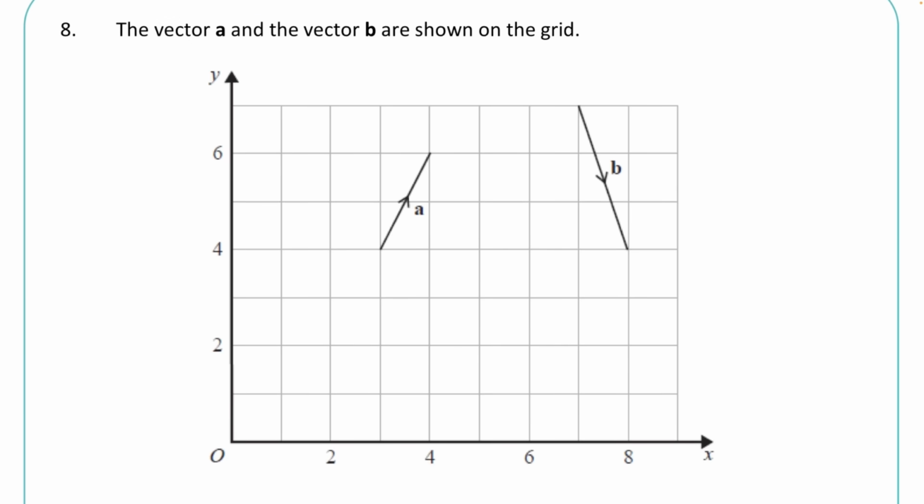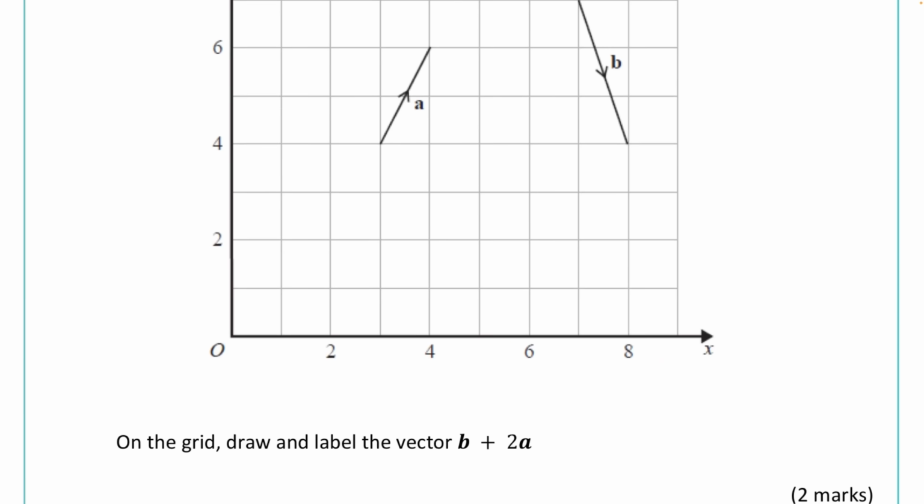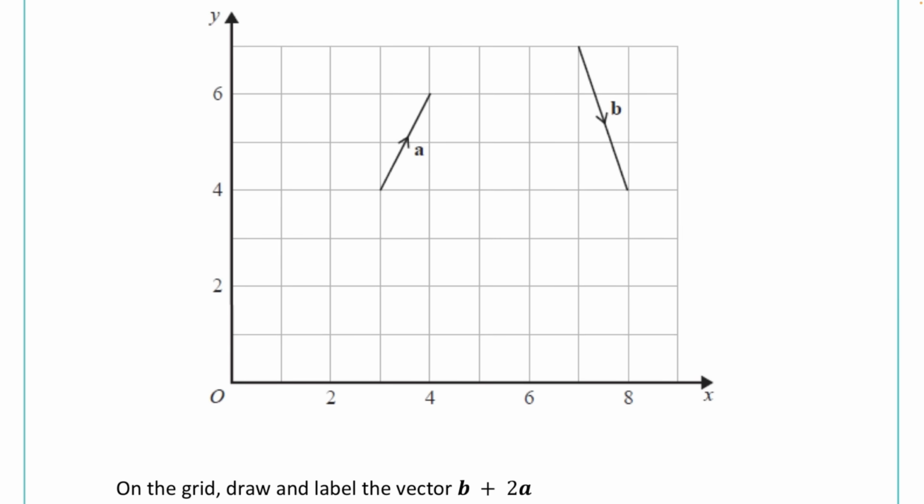Okay, our next question is looking at some column vectors. It says the vector A and vector B are shown on the diagram. On the grid, draw and label the vector B plus 2A. Now the vector B here, we can read what that is. It goes across by 1 and it goes down by 3. Vector A goes across by 1, but it goes up by 2.